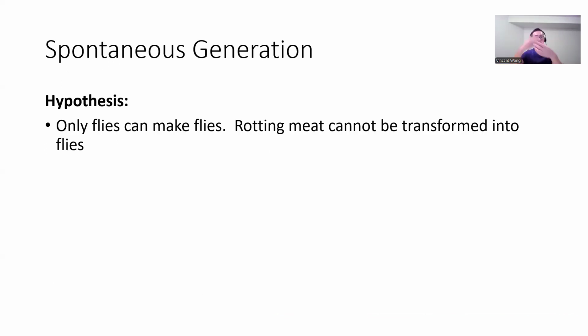Okay, so he has to come up with a hypothesis. After you ask the question, you've got to come up with a tentative answer. This was the hypothesis he made: only flies can make flies. Rotting meat cannot be transformed into flies. This is a valid hypothesis because what are the two conditions we need to satisfy for a valid hypothesis? It needs to be what and what? Testable and falsifiable. That's right. It needs to be testable and it needs to be falsifiable, potentially wrong. And this satisfies both of the conditions.